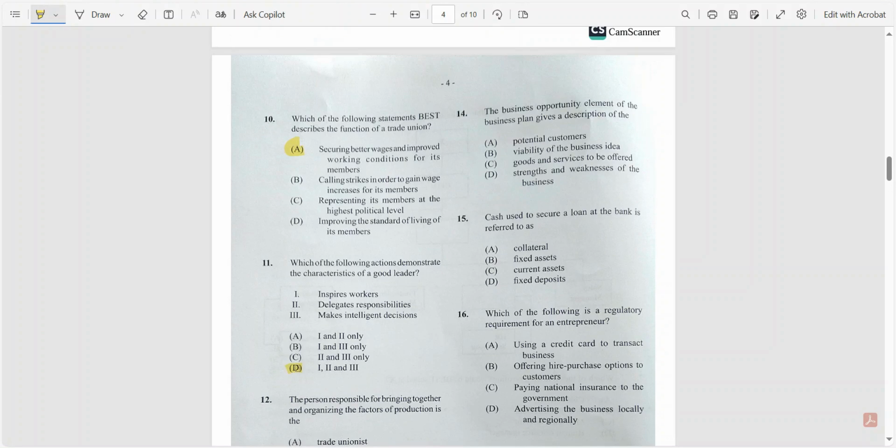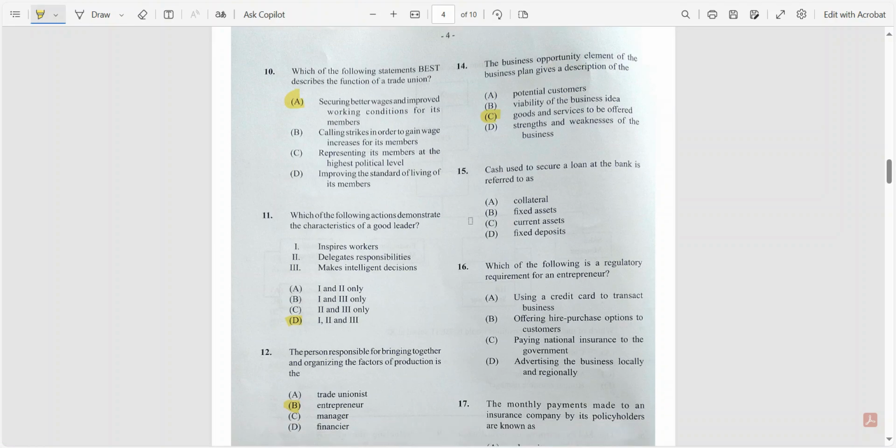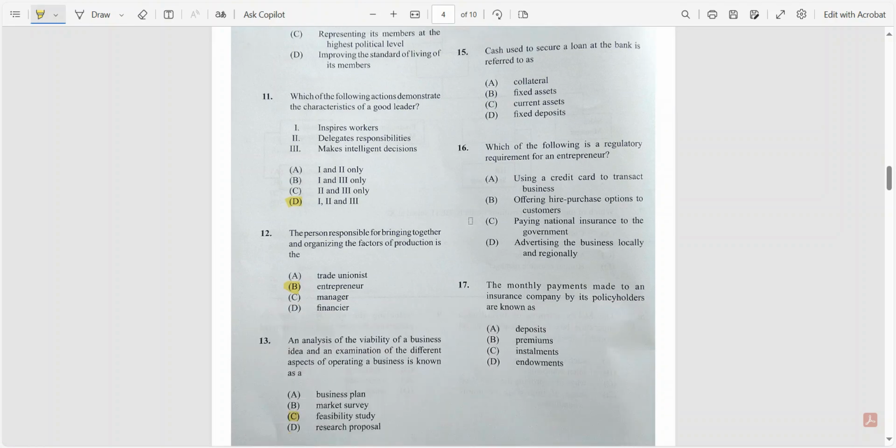The business opportunity element of the business plan gives a description of A, the potential customers, B, the viability of the business idea, C, goods and services to be offered, or D, the strengths and weaknesses of the business. And we are going with C. Cash used to secure a loan at the bank is referred to as collateral. So that is A. 16.